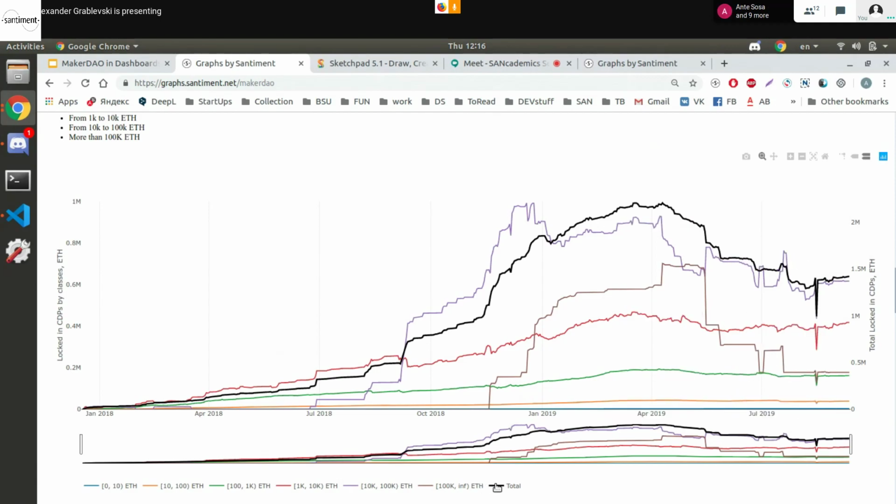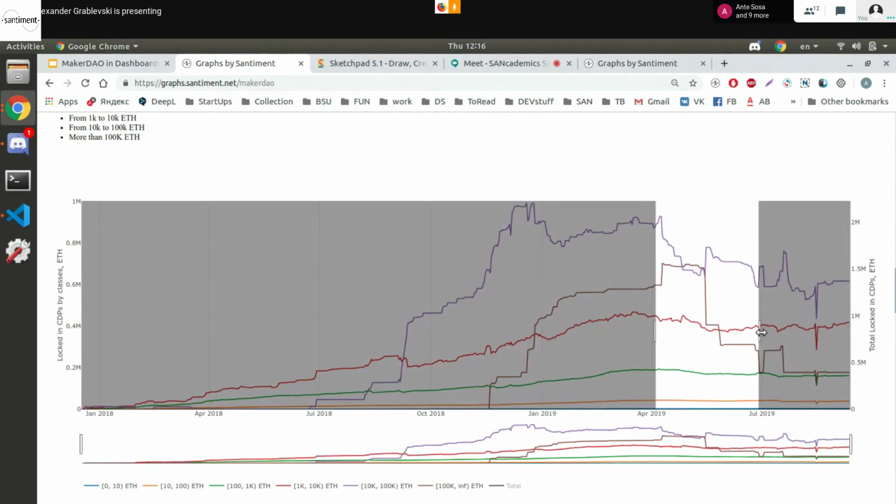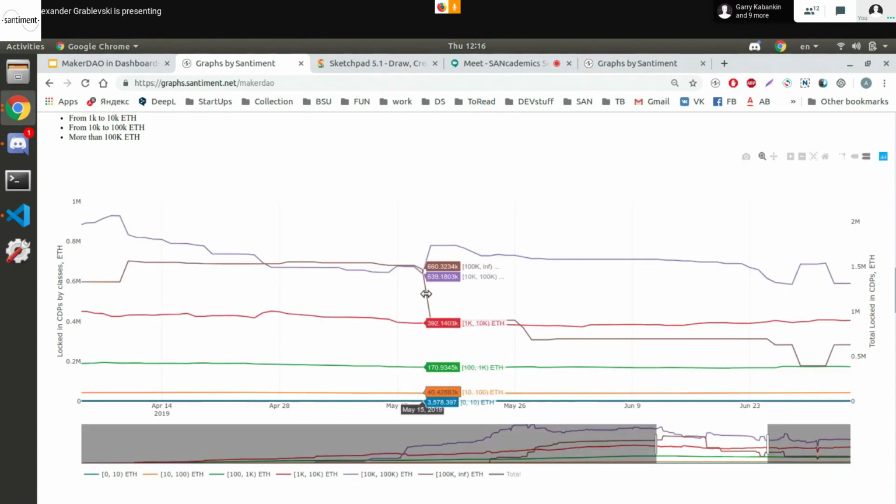And an interesting thing that happened here in this graph, you can see that at some point a lot of really big players that hold more than 10,000 ETH in their CDPs exited the platform. So that's an interesting question why it happened on this day. Maybe that was just some internal stuff, their business, or maybe that was something around MakerDAO. And that's basically how you can do this.